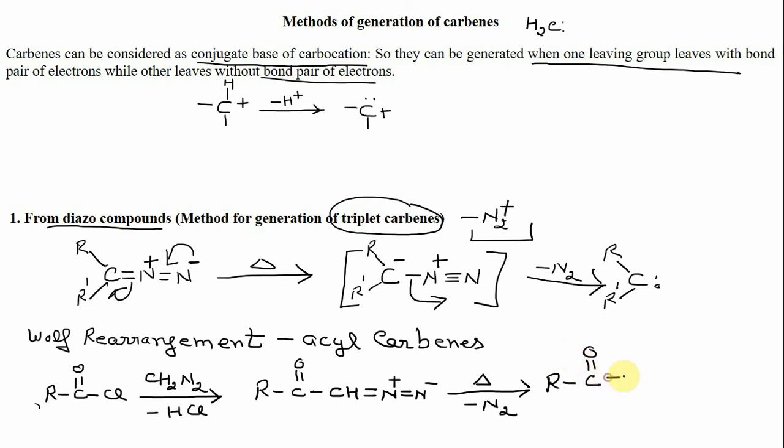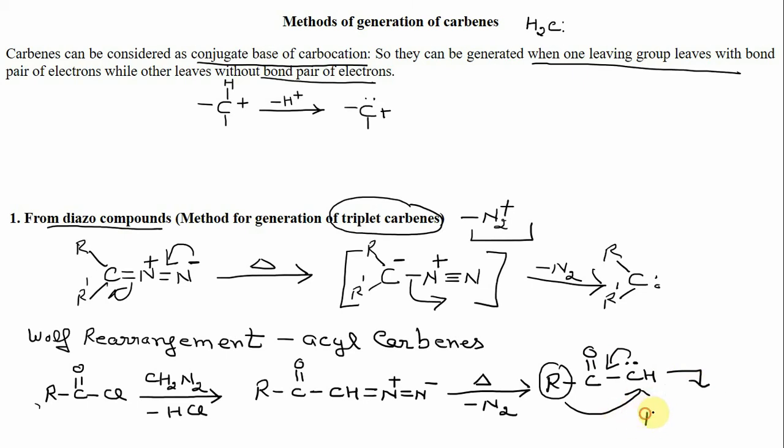So this gives the acyl carbene. This acyl carbene forms as an intermediate in this Wolff rearrangement, which further undergoes a rearrangement reaction in which this alkyl group moves over here and this pair of electrons shifts over here to give the ketene. So this gives rise to the ketene.